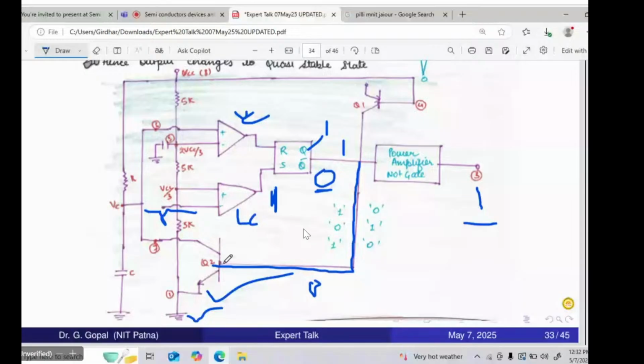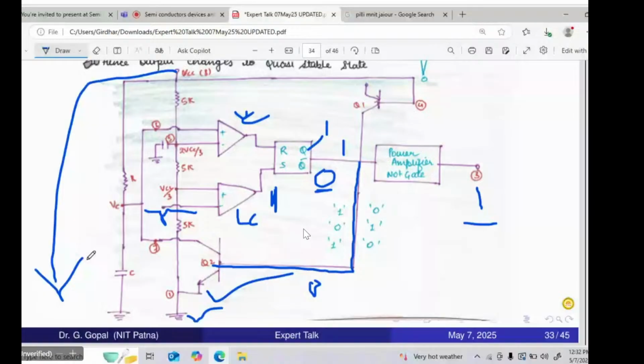So the discharging path that is applicable when no trigger is applied is disconnected. Here the capacitor cannot discharge. Then what will the capacitor do? The capacitor will start charging through the resistance. Please note this line: when V0 is 1, the capacitor starts charging.